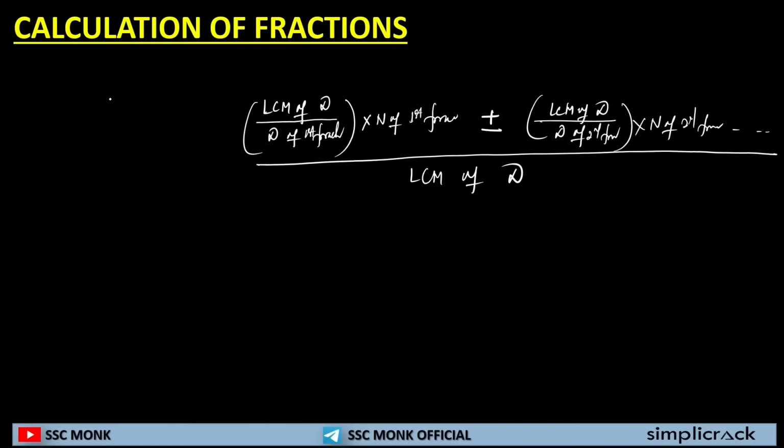So this will be used for addition and subtraction. Only the symbol will change, everything else will remain the same. Now if it is multiplication, let's say 2 by 7 multiplied by 3 by 8. In this case you will multiply 2 into 3 and 7 into 8. So in multiplication, numerator will be multiplied with numerator, denominator will be multiplied with denominator.